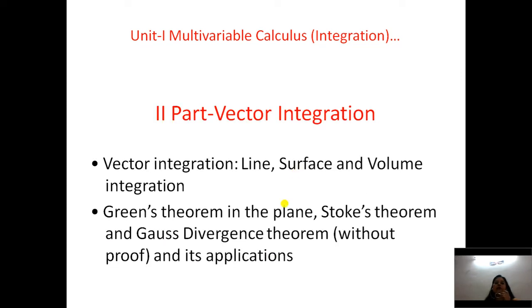And the second part of unit first is vector integration. In vector integration, we have to prepare line, surface, and volume integration. And next, we have to prepare three most important theorems: Green's theorem, Stokes theorem, and Gauss divergence theorem. Without proof, we have to find out its applications.